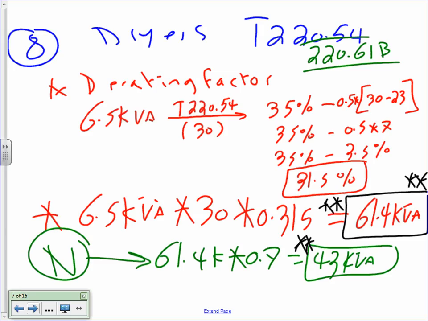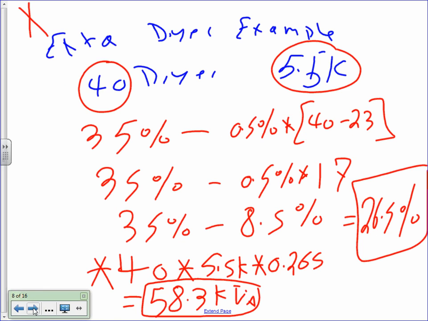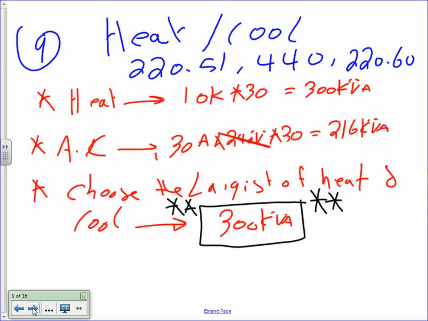Shall we go to 9? Big difference, absolutely. Shall we go, guys, to step number 9? Step number 9, heat and cool. Can anybody guess? I have heat and cool. Both the heat and the cool are 240. So what do you guys think the neutral here would be?